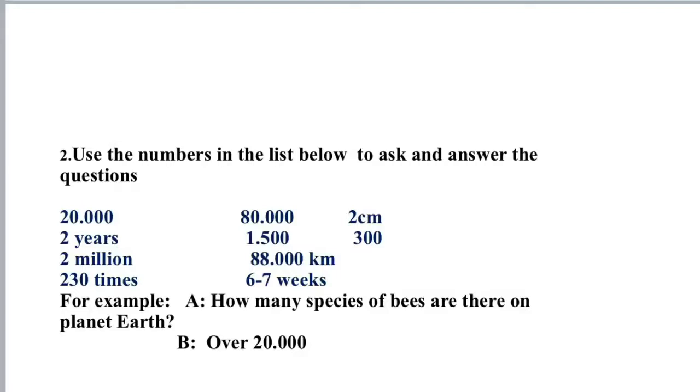My sentence: How many species of bees are there on planet Earth? And then my answer to this question: over 20,000.